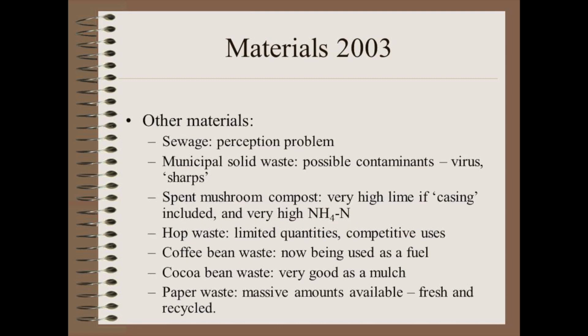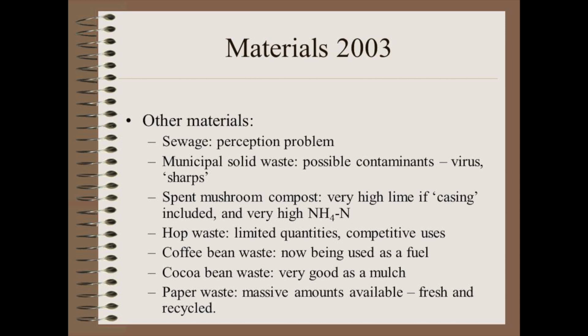Other materials which fell by the way during this period: sewage, as I mentioned, the perception problems unfortunately we couldn't get over; contamination issues in municipal solid waste, sharps and viruses; spent mushroom compost, high lime if casing was included, high ammonia; hop waste, limited quantities; coffee bean waste, now being sold as a fuel; cocoa bean waste, good as a mulch; paper waste, massive amounts, fresh and recycled. I see most of that now going into soil conditioner rather than into growing media as such.